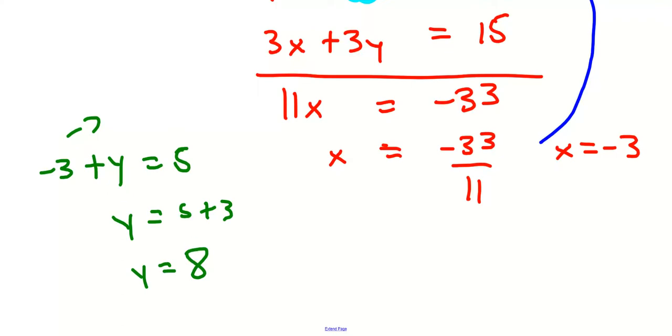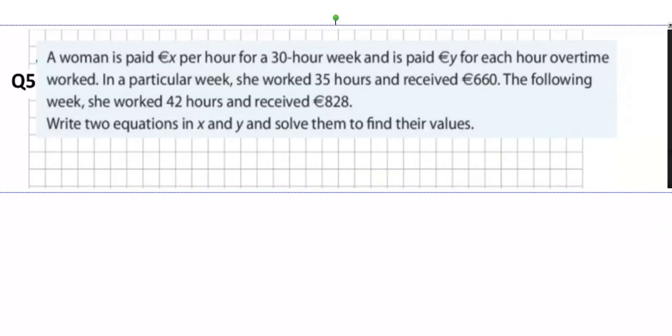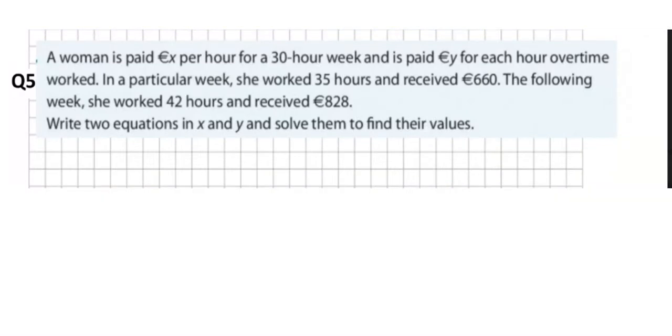Okay, guys. Now, lads, look at this. You're paid X. This is a question that you'll use probably when you're older as well, all right? So you work a 30-hour week and you get paid X euro for it. Then any hours you work over the 30 hours, you get paid overtime for. Okay? Now, she works 35 hours. That means 30 of them are regular hours and 5 of them are overtime.